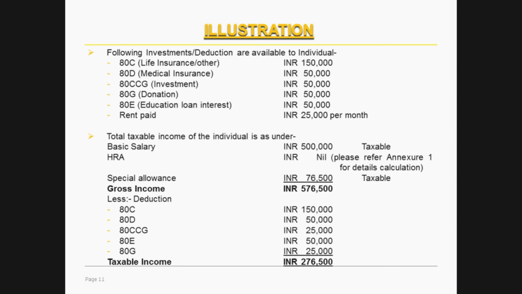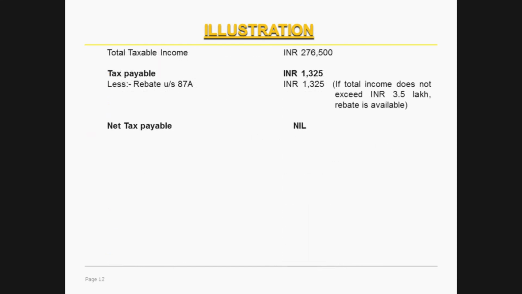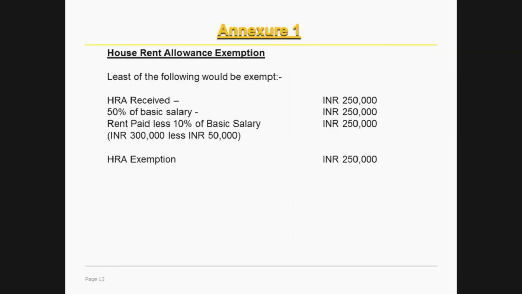Because many of the components are exempt from tax, the total taxable income is 5,76,500. After claiming deductions, taxable income is 2,76,500. On the basis of the above taxable income, tax payable would be 1,325. If your total income does not exceed 3.5 lakh, rebate under section 87A is available. So your net tax payable would be 0. This is the HRA exemption calculation for your reference.